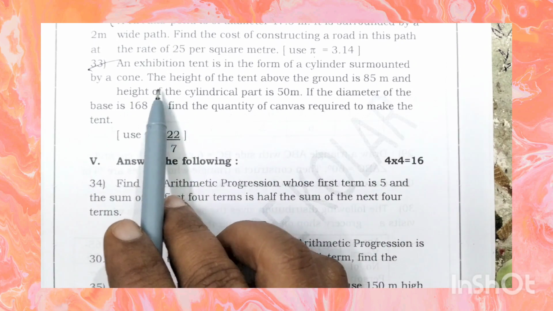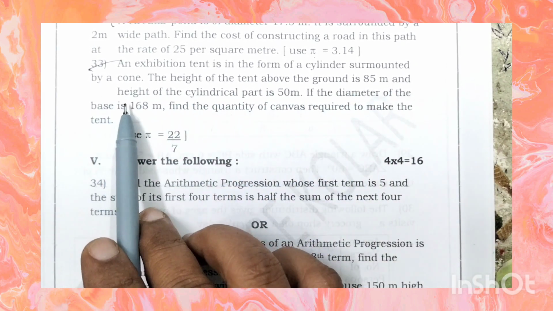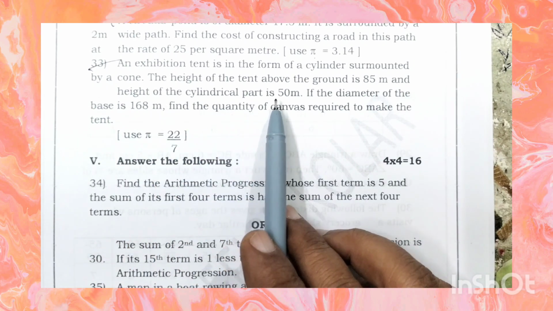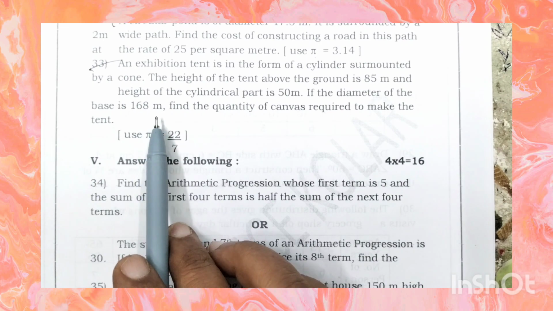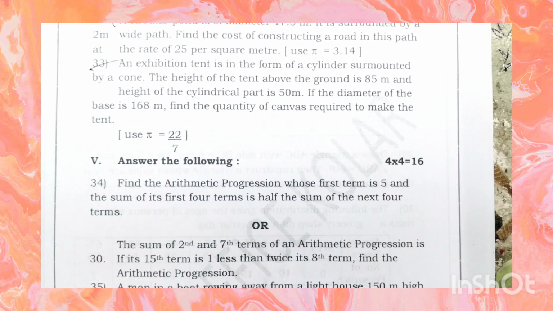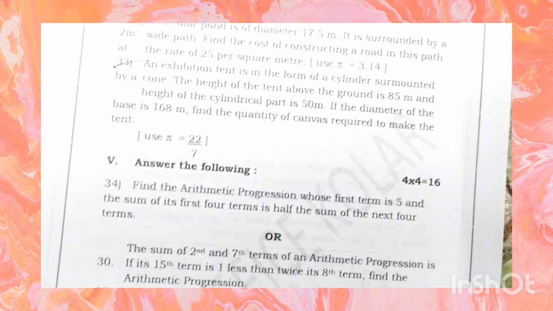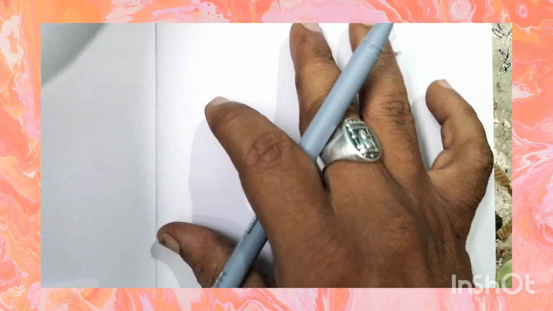An exhibition tent is in the form of a cylinder surmounted by a cone. The height of the tent above the ground is 85 meter and the height of the cylindrical part is 50 meter. If the diameter of the base is 168 meter, find the quantity of canvas required to make the tent. So here, the tent has a cylindrical base, and this cylindrical base is surmounted by a cone.